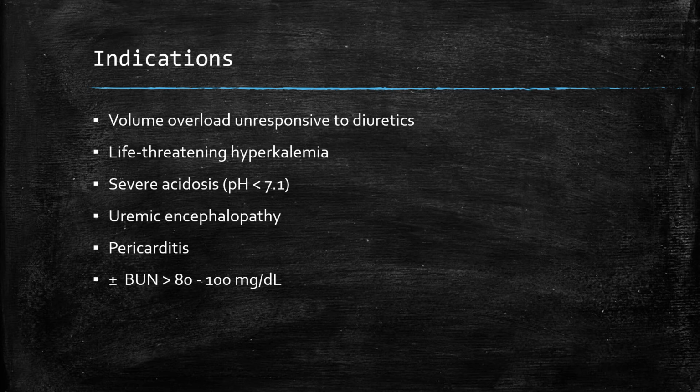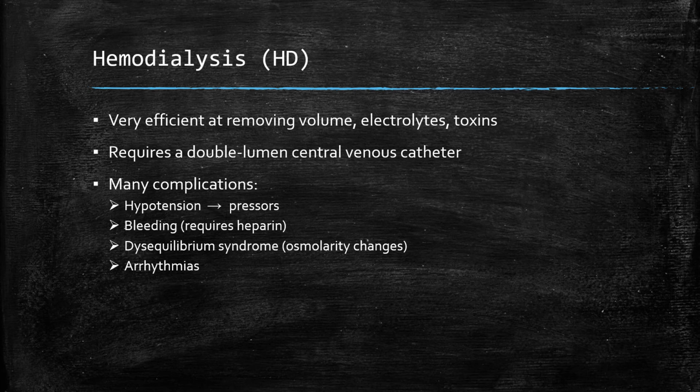Uremic encephalopathy is also a significant clinical problem, and we start to see this as the BUN gets greater than 80 or so. Hemodialysis is by far the most common renal replacement therapy chosen. It is extremely efficient at removing volume, manipulating electrolyte concentrations, and clearing toxins. However, the treatment itself is associated with many complications.